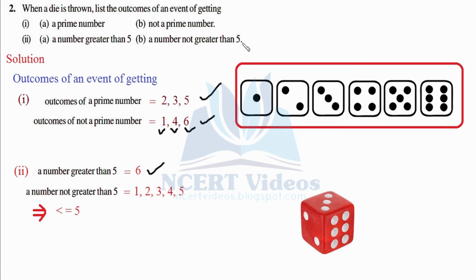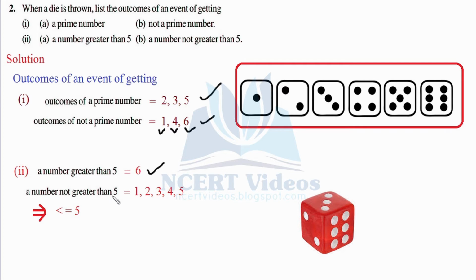Last part, a number not greater than 5. What does it mean? It is a little bit trickier. It is saying not greater than 5. It means smaller or equal to 5. Remember, a thought might strike your mind that it should be only smaller. But this statement should also include equal to 5. It is saying not greater than 5. It hasn't said that it should not be equal to 5. So never assume things. Always try to find the deep meaning inside the statement.